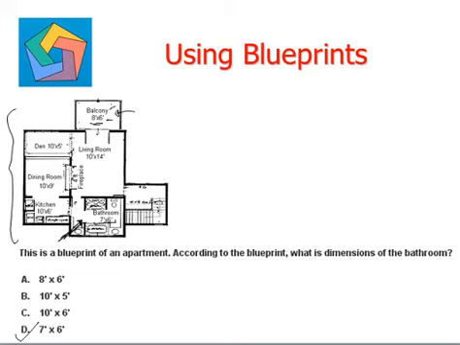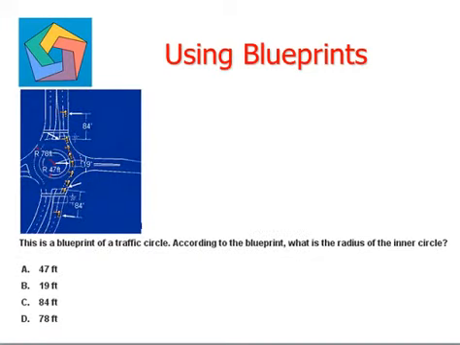Let's look at another blueprint and let's see what we have to find out. This is the blueprint of a traffic circle. According to the blueprint, what is the radius of the inner circle?